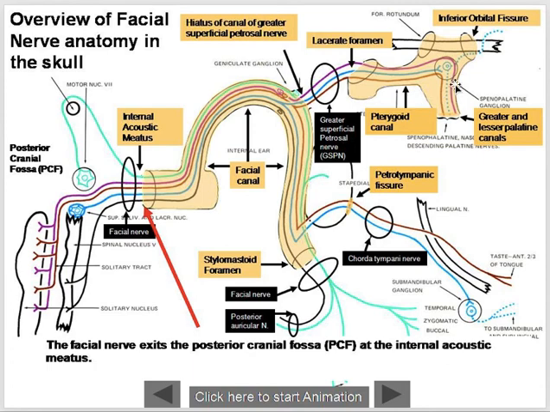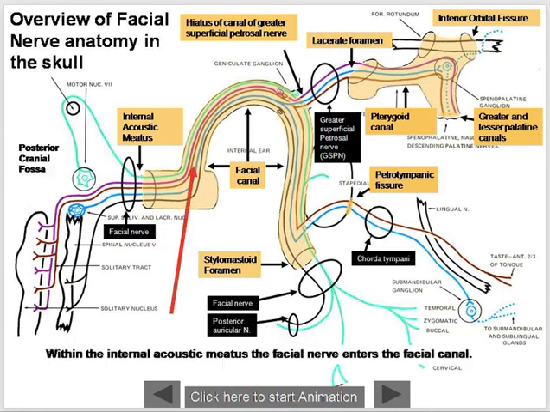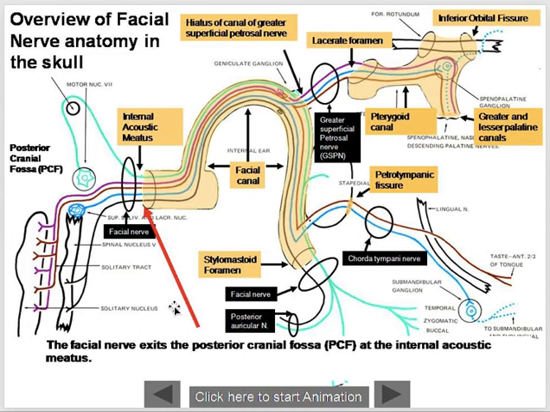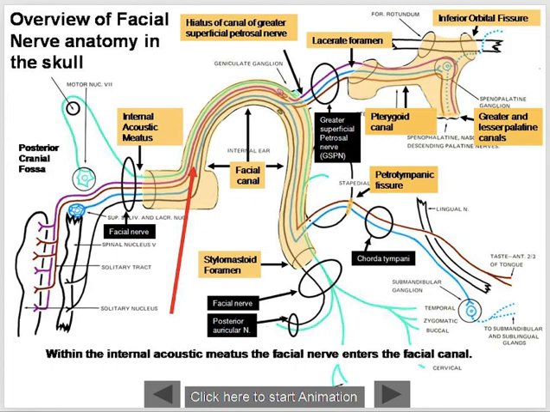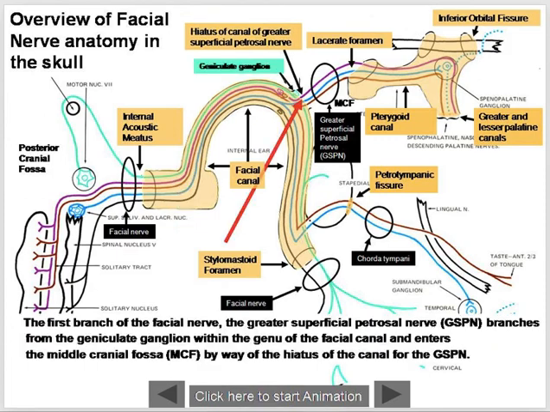And you can see this is the nerve they are showing. This is just to explain: the facial nerve exits the posterior cranial fossa through the internal acoustic meatus. Then here they are showing you that within the internal acoustic meatus, the facial nerve enters the facial canal. Here they are showing you the first branch of the facial nerve, the greater petrosal nerve, which I showed you in the previous one as well, and it will go to the geniculate ganglion, of course, right here. So the same representation, there is nothing different.